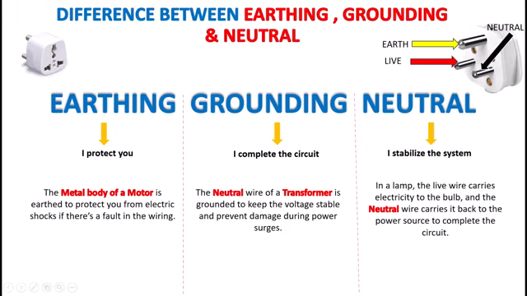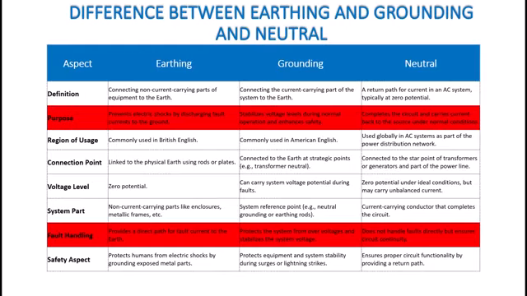The live wire brings power to your device, and the neutral wire allows the power to return, creating a safe, continuous flow of electricity. In this table, I summarize the difference between earthing, neutral, and grounding.